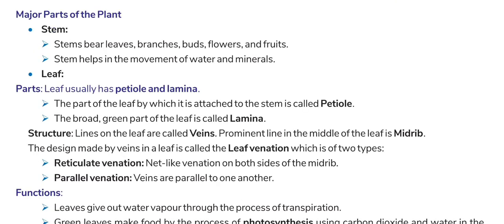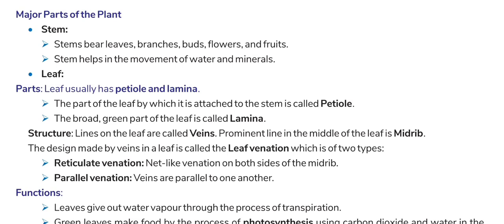Major parts of the plant. Stem. Stems bear leaves, branches, buds, flowers, and fruits. Stem helps in the movement of water and minerals. Leaf. Parts. Leaf usually has petiole and lamina. The part of the leaf by which it is attached to the stem is called petiole. The broad, green part of the leaf is called lamina.